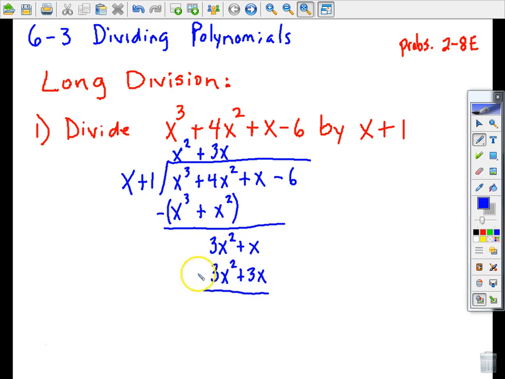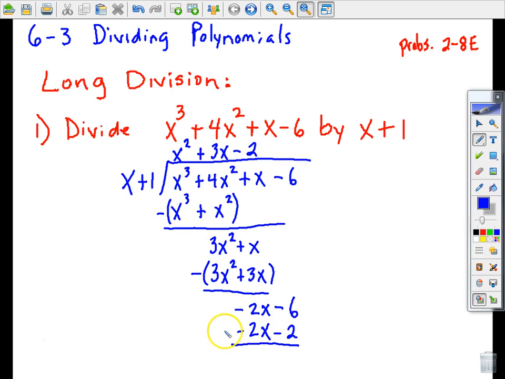Now we subtract, and be careful. You might want to use parentheses just to remind you that not only are you subtracting 3x squared, but you're really also subtracting 3x. So 1 minus 3x is negative 2x. Bring down the next term and repeat. x goes into negative 2x, negative 2, and now you multiply. Negative 2 times x and negative 2 times 1.